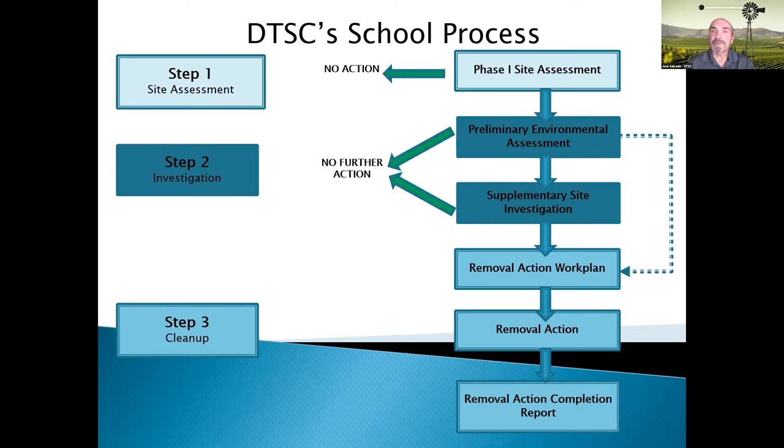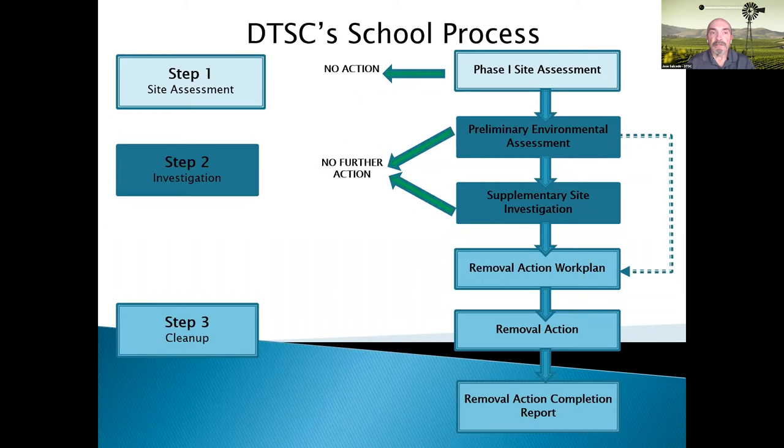Step one is an assessment of the history of the property. Are there any man-made or naturally occurring substances on the site? This is done through a Phase I environmental site assessment. If that assessment indicates there are not any environmental hazards at the property, then the site can be closed at this point and DTSC can issue a no action determination letter. However, if the assessment indicates that there could be some environmental conditions that need to be investigated and tested, step two is required.